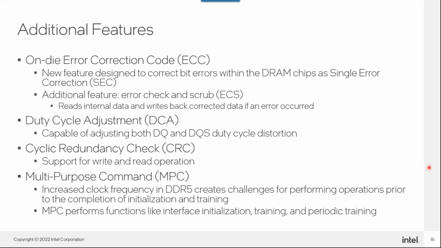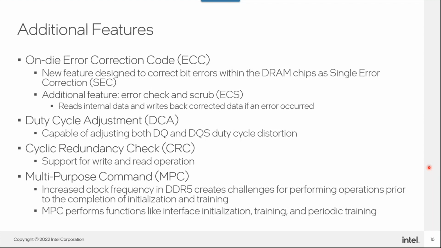We do have an on-die ECC, or error correction code mechanism, which can automatically detect and correct data errors in the memory. This provides an end-to-end complete protection for the data transmission process and improves memory data fault tolerance, thereby improving the overall data accuracy. An additional feature to the ECC mechanism is the error check and scrub, which reads internal data and writes back corrected data if an error does occur.